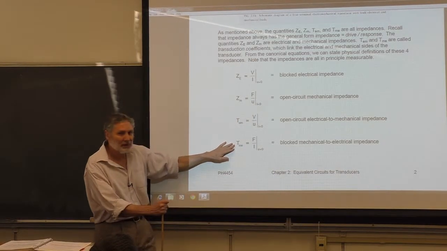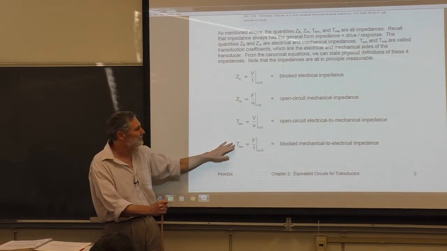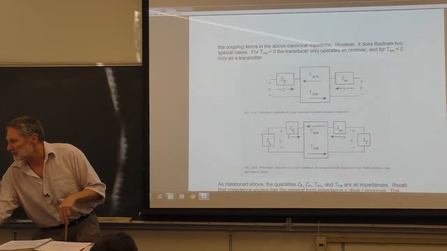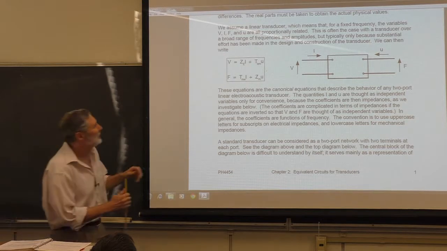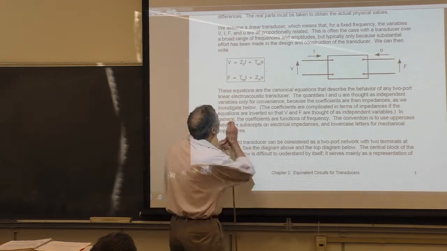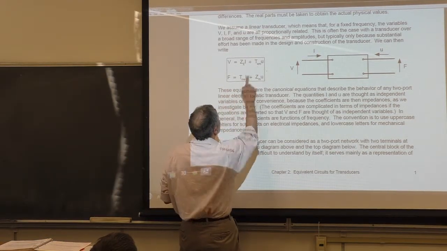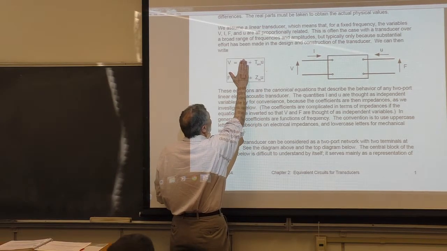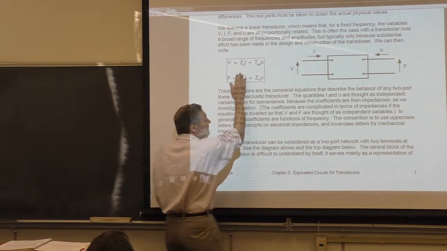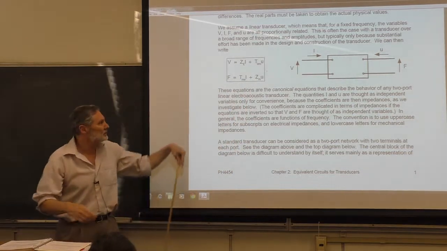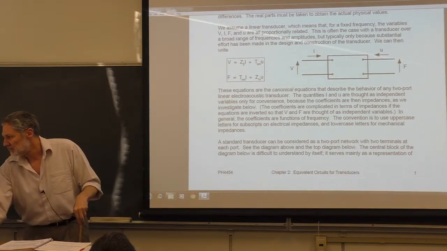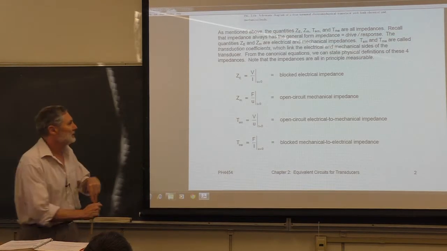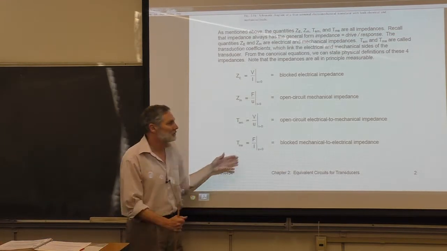And going the other way, right? Let's check this. Let's look at TEM. Let's look at the first expression here. How do I interpret this? Well, you can see that when there's no current, when we have an open circuit, the meaning of this transduction coefficient is going to be the voltage divided by the velocity. And similarly for the mechanical side.